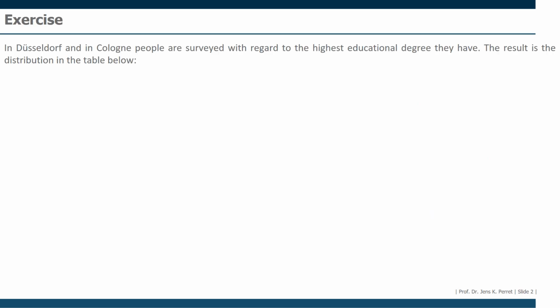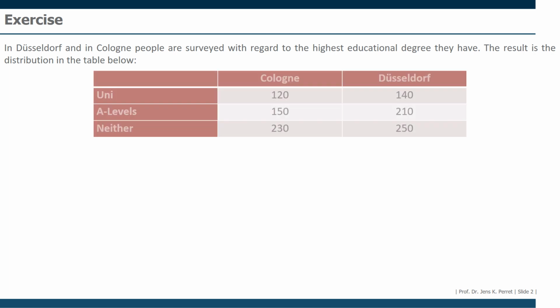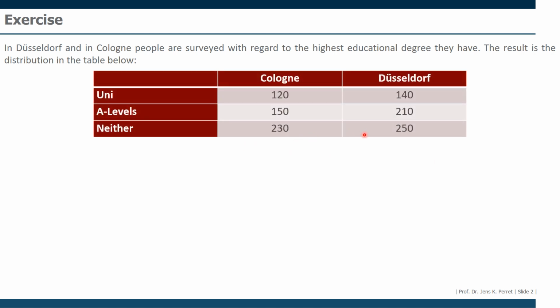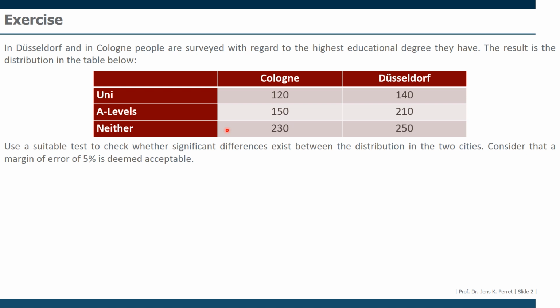Here we have, in Düsseldorf and in Cologne, people surveyed with regard to the highest educational degree they have. The result is the distribution in the table below. We get for both cities how many people list university, A-levels, or neither of the two as the highest educational degree. Our task now: use a suitable test to check whether significant differences exist between the distribution in the two cities. Consider that a margin of error of 5% is deemed acceptable.